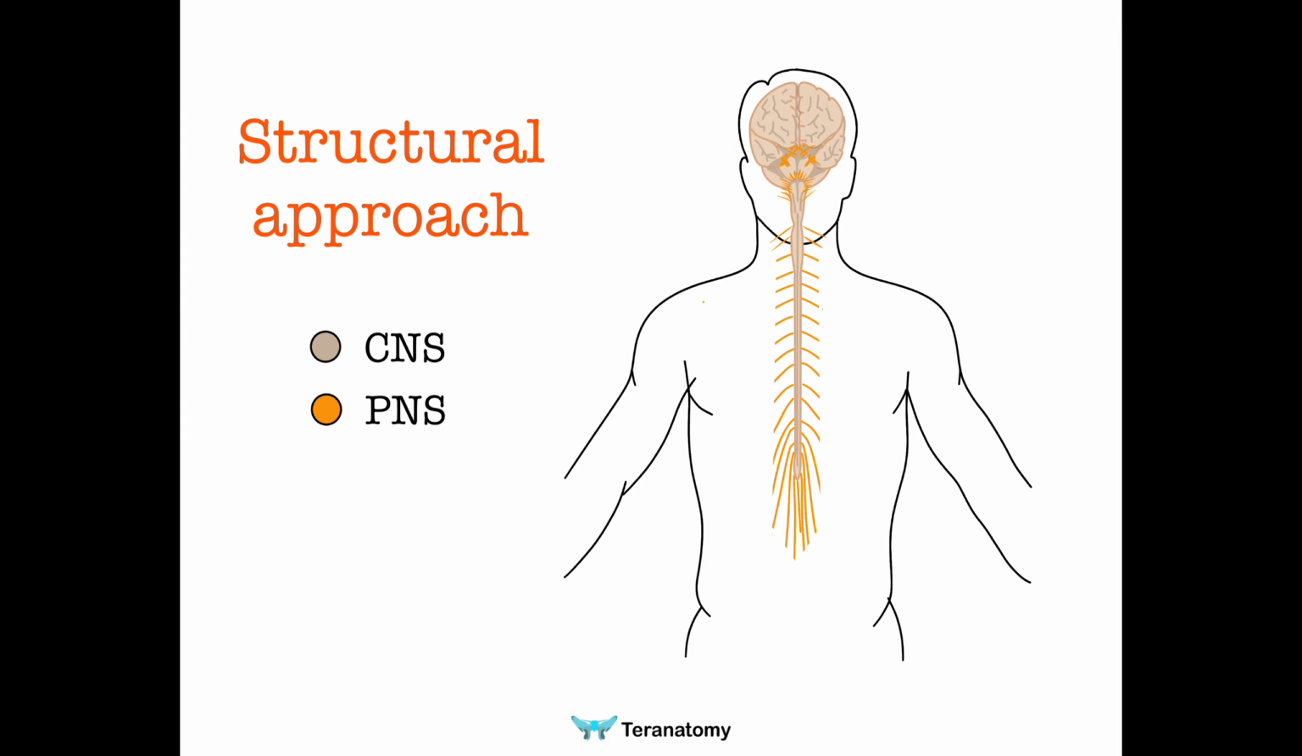Here we can see, according to the structural approach, the main nervous structures that make up the central nervous system and the peripheral nervous system. This distinction is actually very simple. Structures that belong to the central nervous system are located along the midline of the body. These include the brain and the spinal cord. In contrast, the structures of the peripheral nervous system are those that extend outward from the midline, such as the cranial nerves, spinal nerves, and their branches.